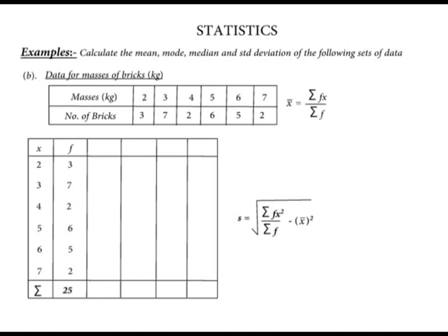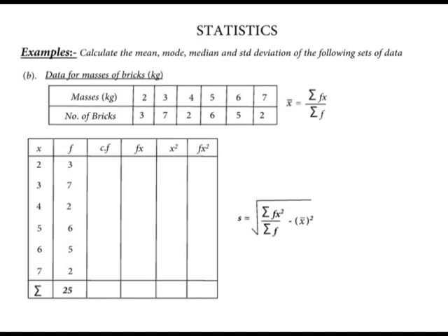Standard deviation is equal to the square root of summation of fx squared over summation of f minus mean squared. And so to get the mean, we will need a column for fx. For median, we will need cumulative frequency. To get the standard deviation, we will need a column for x squared and another one for f times x squared.